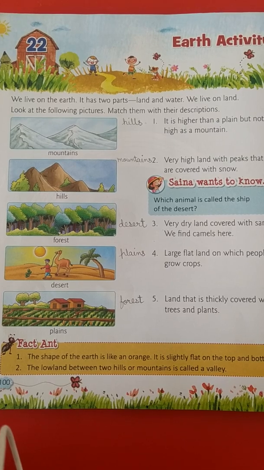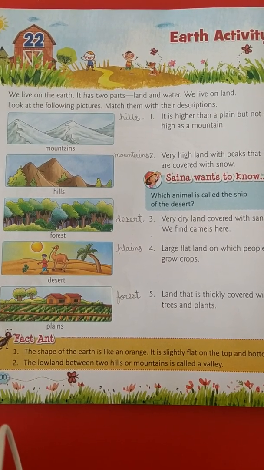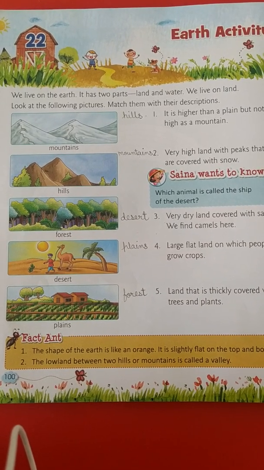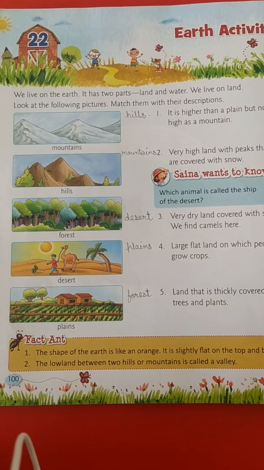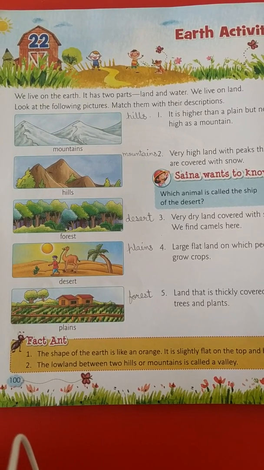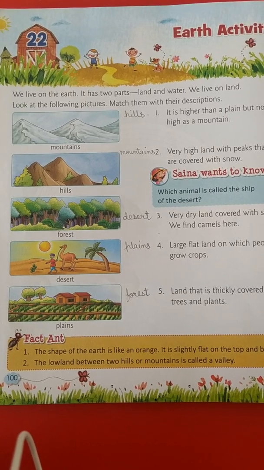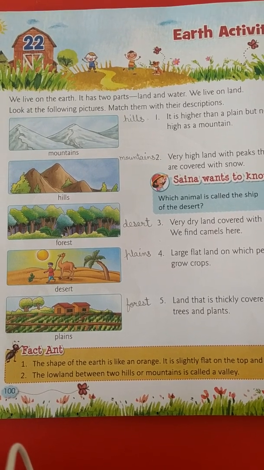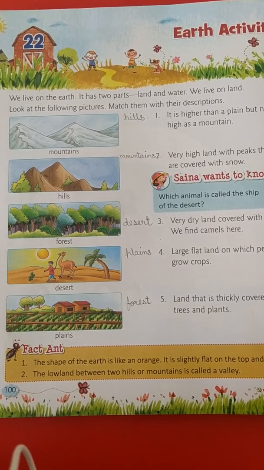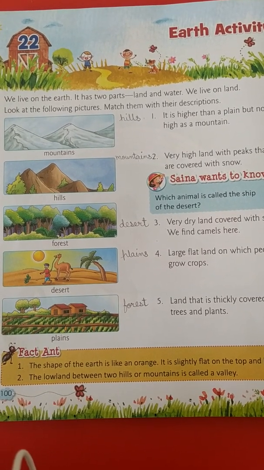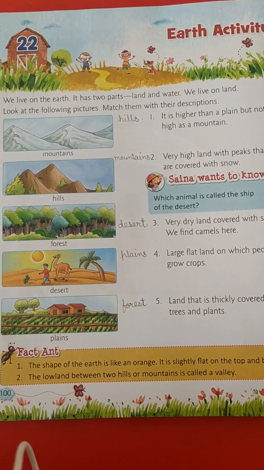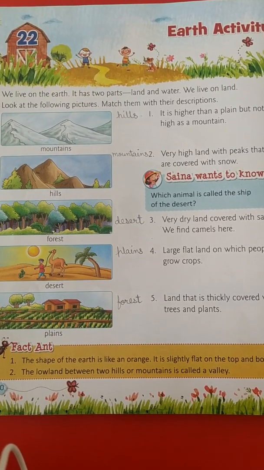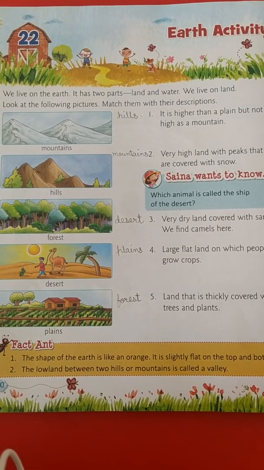Let us read it again and revise our classwork done. We live on the earth. It has 2 parts, land and water. See, the earth on which we live, we can divide into 2 parts, that is land and water. We live on land. Look at the following pictures and match them with their descriptions. We have to look at the pictures, then read their descriptions and then do the matching. Over here in this image that I am sharing right now, the matching has already been done.